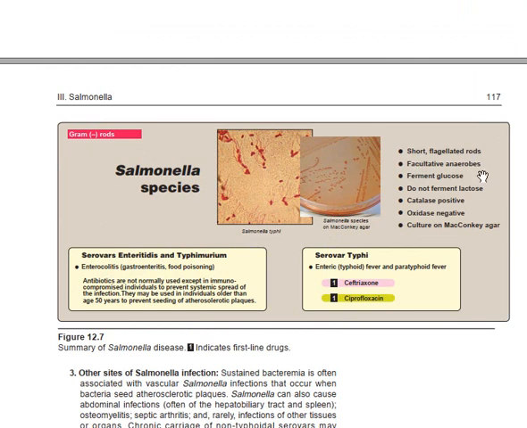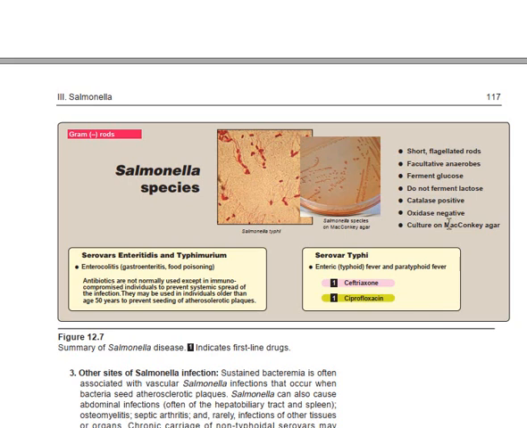So they are facultative anaerobes, meaning that they can ferment glucose. They do not ferment lactose. They are catalase positive, oxidase negative, and they culture on MacConkey agar. Usually, if you are fermenting a substance, you are anaerobic and you are not going to have oxidase. Oxidase is mostly used by microorganisms that use oxygen for their respiration. You're not going to have oxidase if you ferment glucose, if you are an anaerobe. Generally, that's a principle you can put in your mind.